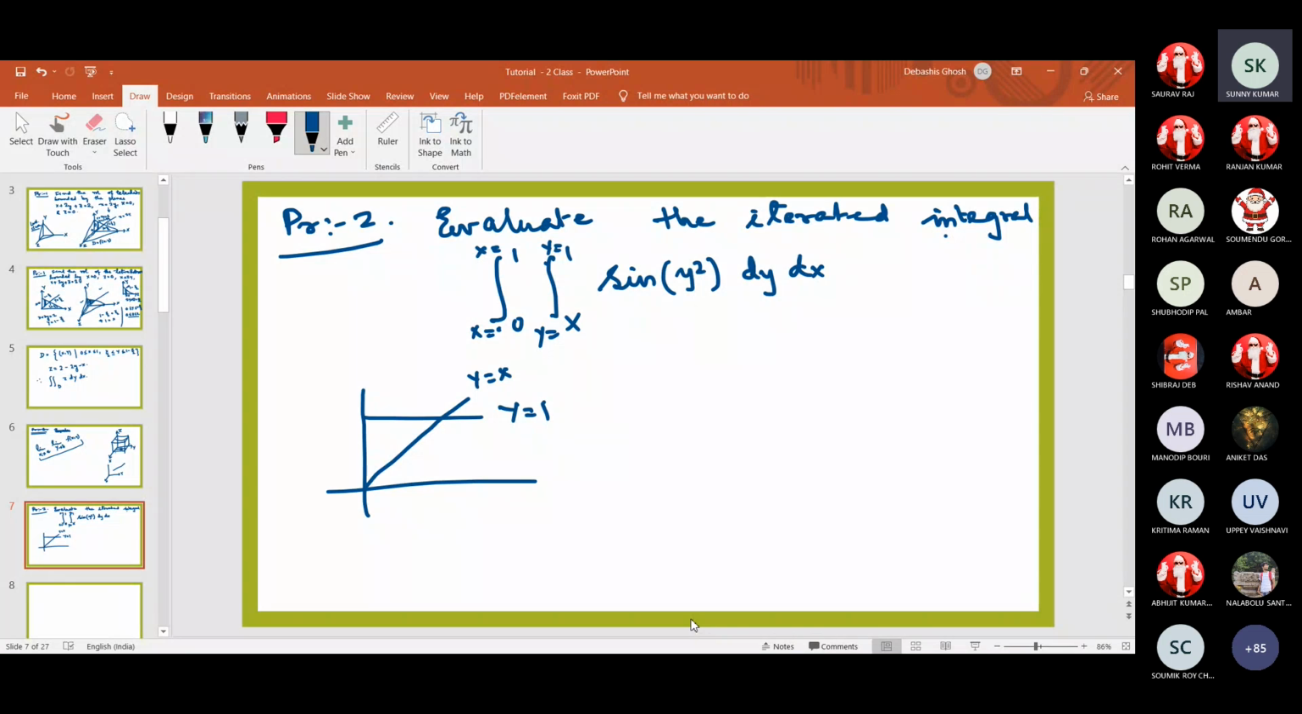If you are going to find out the integration, we are considering here the strip, something like that. Then it moves from your x equals 0 to that point of intersection.